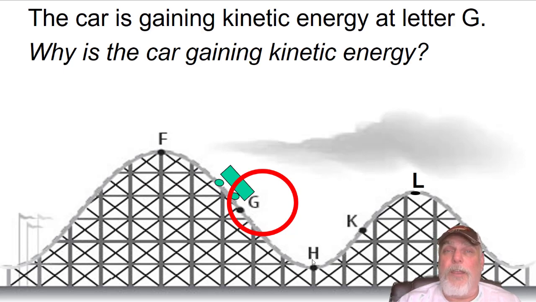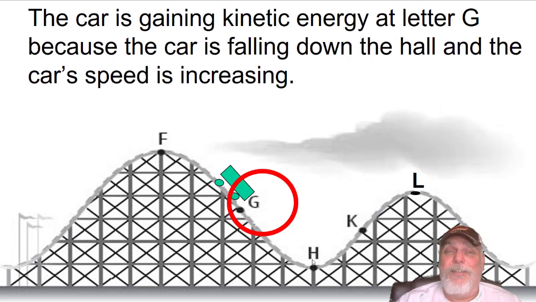Why is the car gaining kinetic energy at letter G? Because the car is still falling down the hill. The car's speed is still going to be increasing from F to G. Once it hits H and it starts going up the hill, its speed is going to start decreasing. It's going to start slowing down.